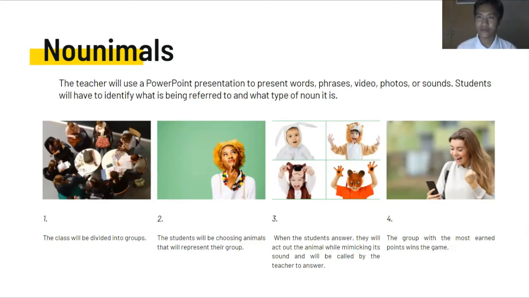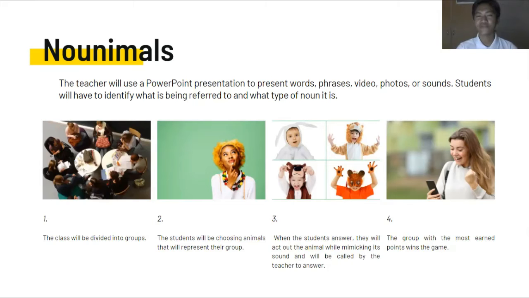Okay, so everyone in the group, not only the person who raised their hand, will do the action and mimic the sound, but the whole group. Is that clear? Whoever gets the most points or the most correct answers will win the game. Is it clear? So that would be all about Nounimals.